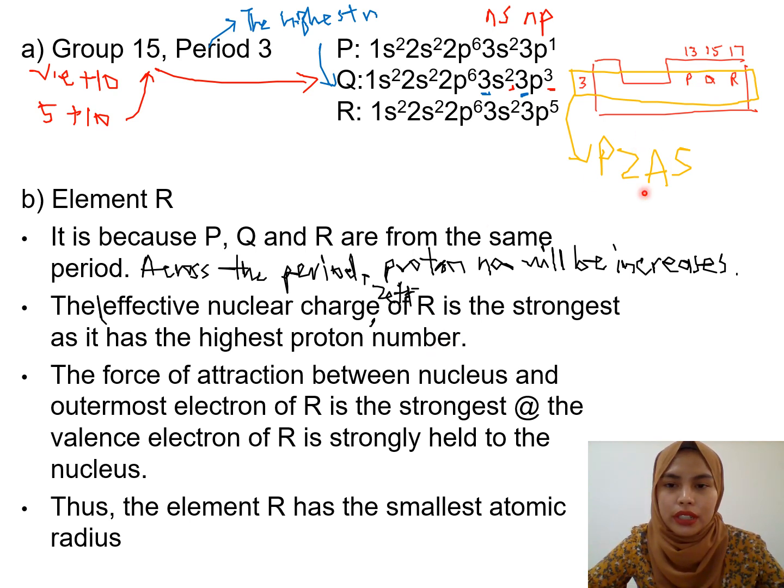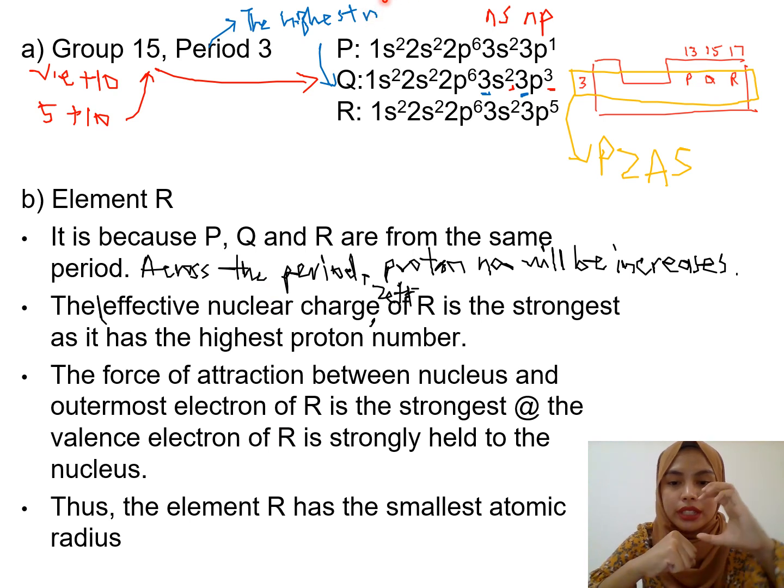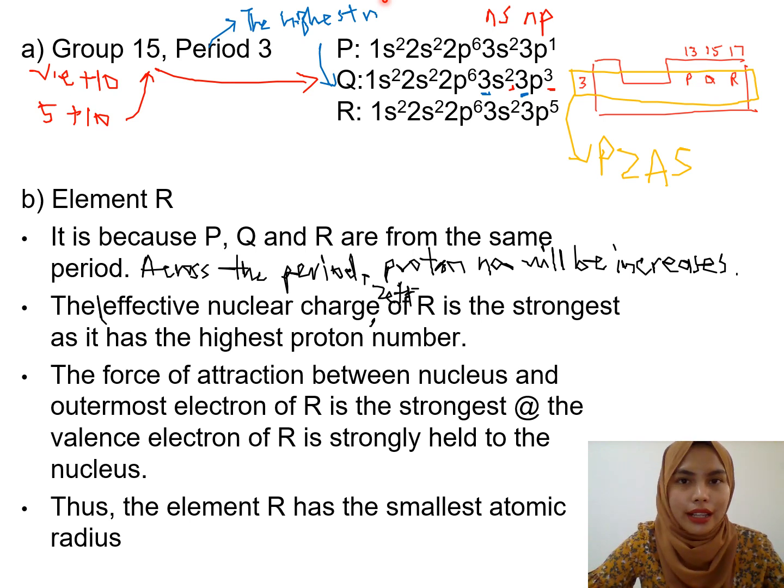After that, guna A. A adalah attraction. Attraction apa? Attraction between nucleus and the outermost electron. Therefore, the force of attraction between nucleus and the outermost electron of R will be the strongest. And then, that's why lah element R has the smallest radius. Sebab the attraction between the outermost electron dengan nucleus strongest. So that's why R has the smallest atomic radius.